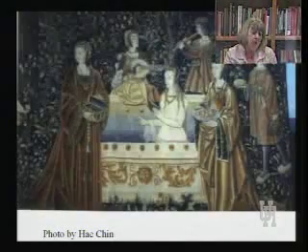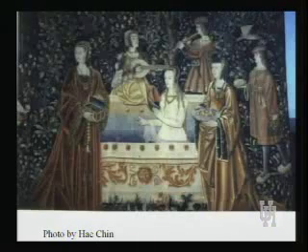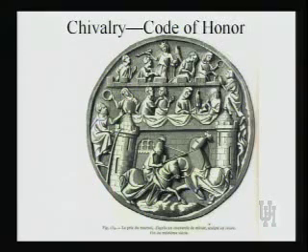And here are some women, some beautiful women in a tapestry. Nevertheless, the High Middle Ages represents an elevation of the status of women. Here's the Code of Honor in chivalry. This is a joust, and the ladies are watching the joust from up above.